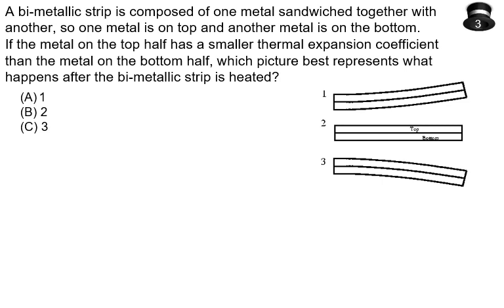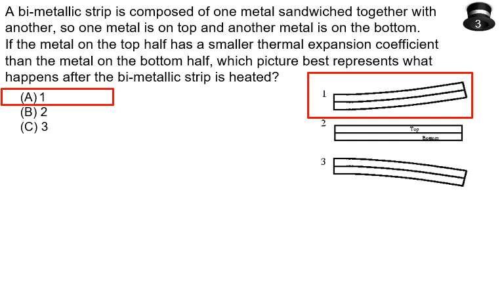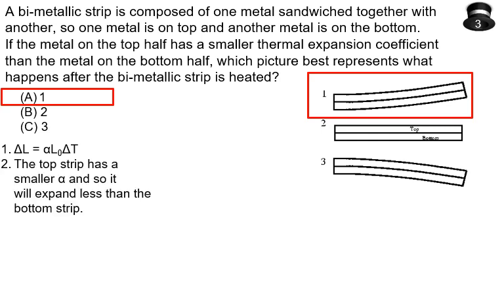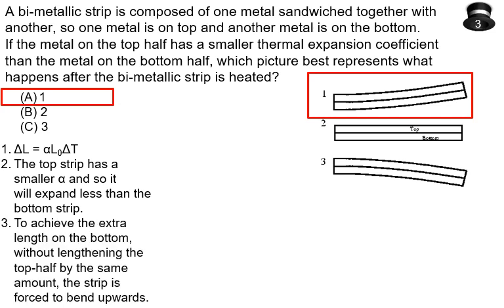I'm going to assume that you have paused and you have come back, and you'll see that 1 is what's going to happen. Again, the linear expansion is your alpha, your linear expansion coefficient, times the original length times delta T. Both of these strips have the same initial length. We're looking at our delta L over L here. And you're presumably going to experience the same delta T for each of them. So the question is really what's going to happen with alpha. The top strip has a smaller alpha and it's going to expand less than the bottom strip. So if we want to achieve the extra length on the bottom without lengthening the top half by the same amount, then the strip is going to be forced to bend upwards. That's just what's going to happen, basically.